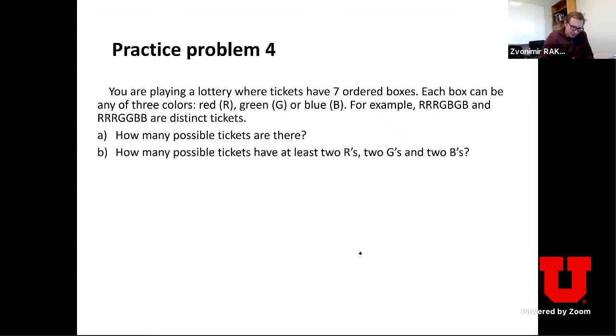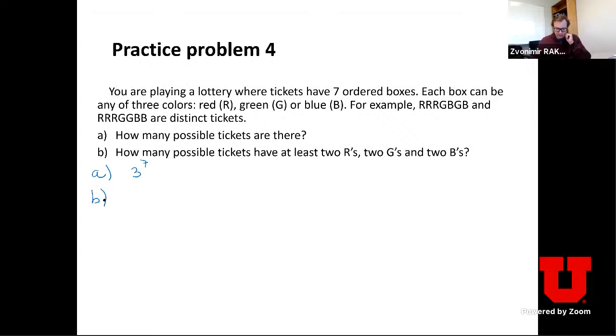So part A should be easy. We allow repetitions and the order matters. So this is an ordered list, and therefore the number of possible tickets is 3 to the power of 7. Okay? That's part A.